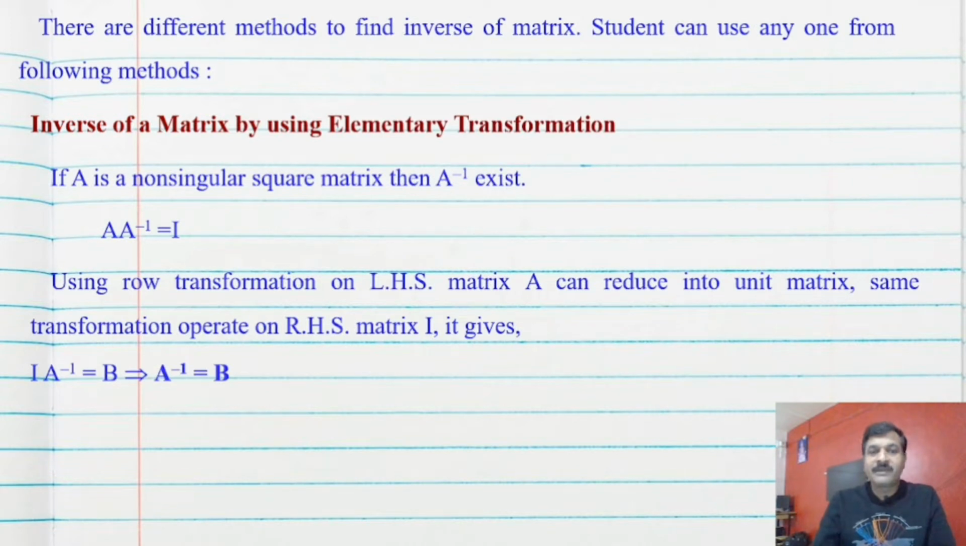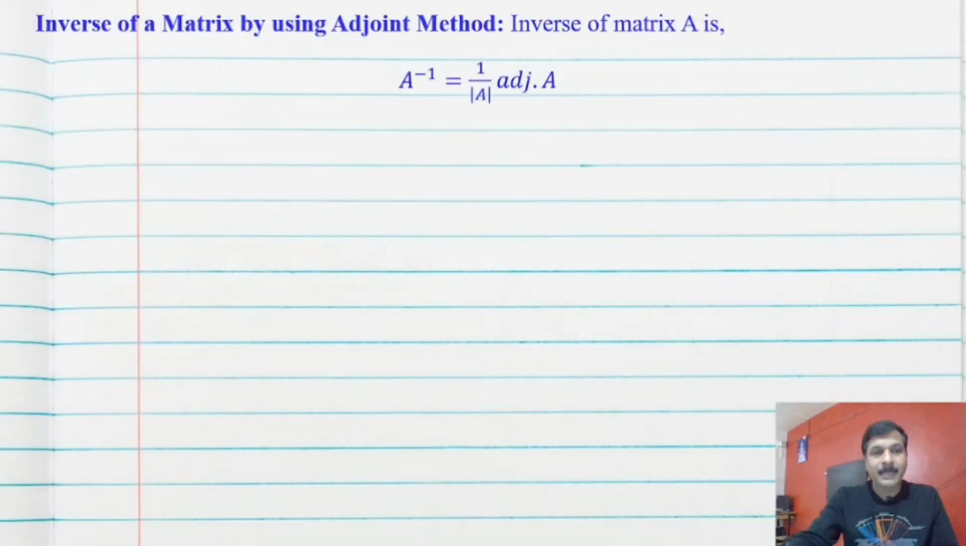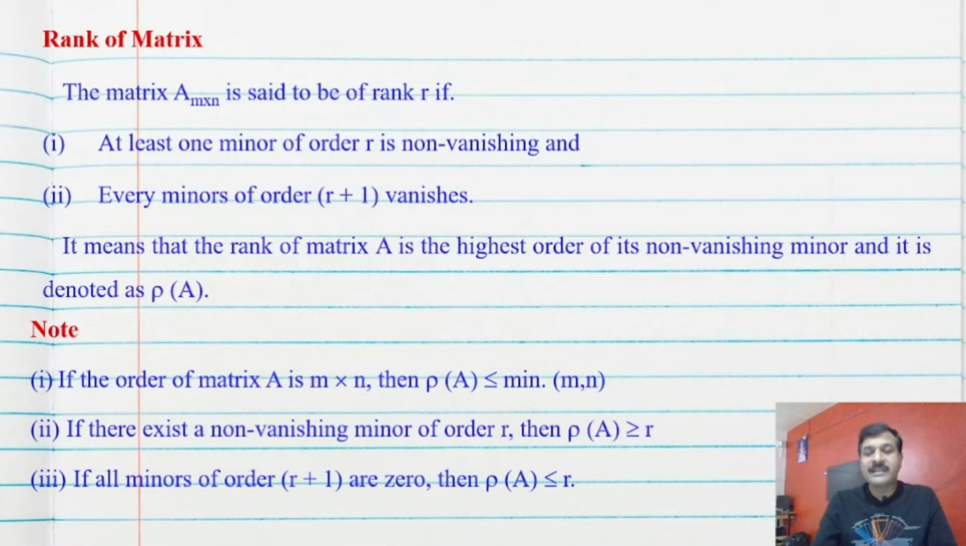There are different methods to find the inverse of matrix. For example, adjoint method. Also the inverse of matrix by using elementary transformation. Also Gauss-Jordan method. So you have to use any one from this. Before starting the rank of matrix, this is a very important topic now. But before starting the rank of matrix, we should know the basic definition and different types of matrices also.